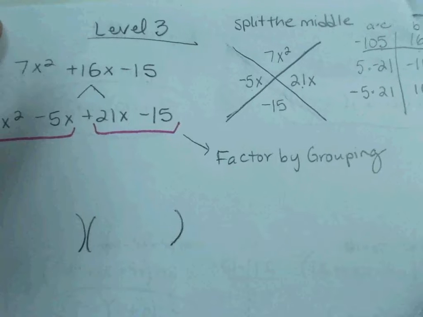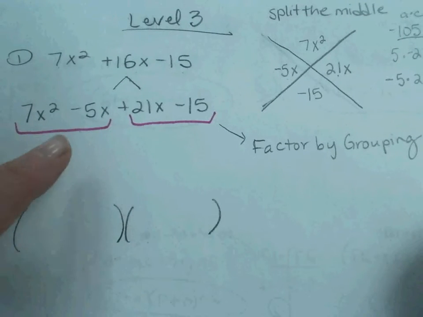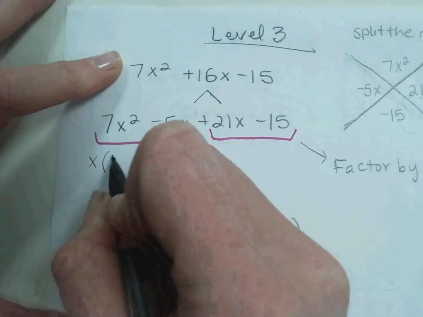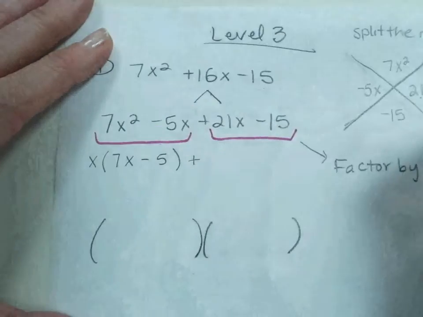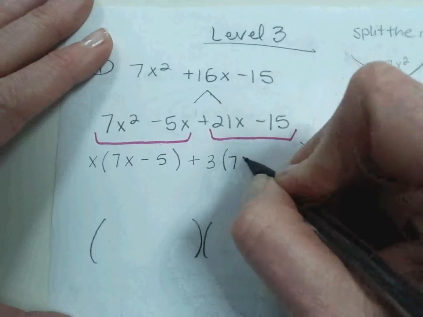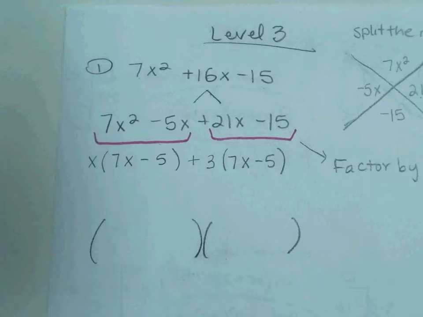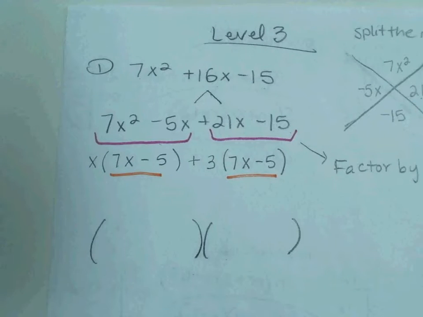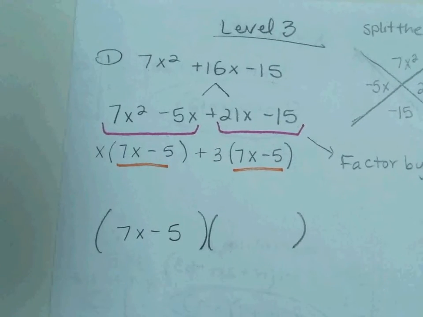Factor by grouping. With these first two terms, we look for something they have in common. These two just have x in common. So we factor out the x, leaving us with 7x minus 5. And these next two terms, they have 3 in common, leaving us with 7x minus 5. And here we have a common term. The 7x minus 5 is what they both have in common. So we can factor that whole thing out into what will make up that first set of parentheses.